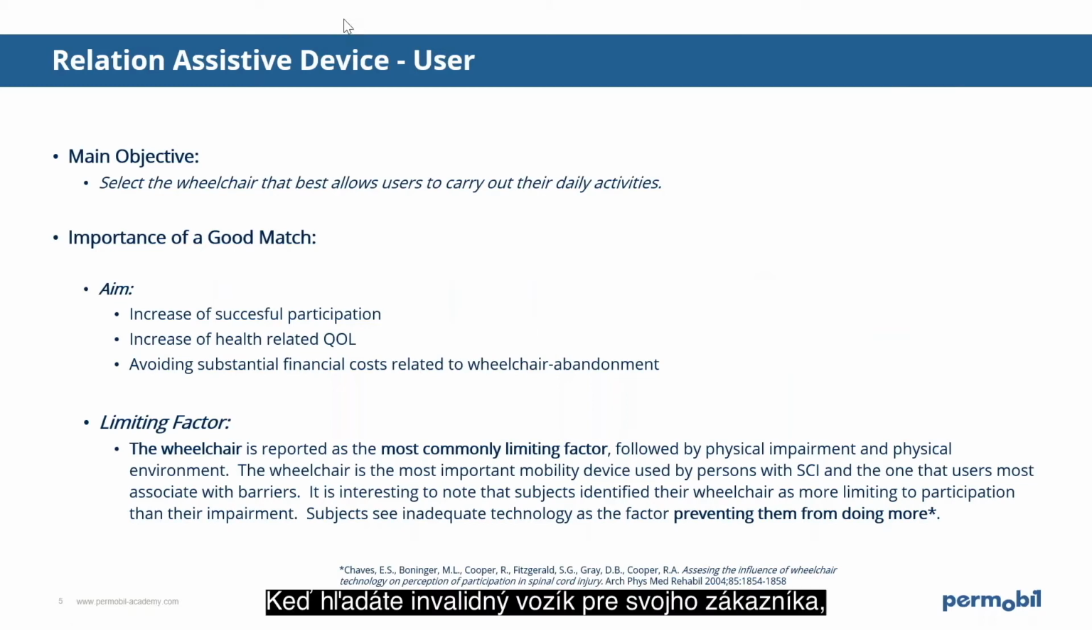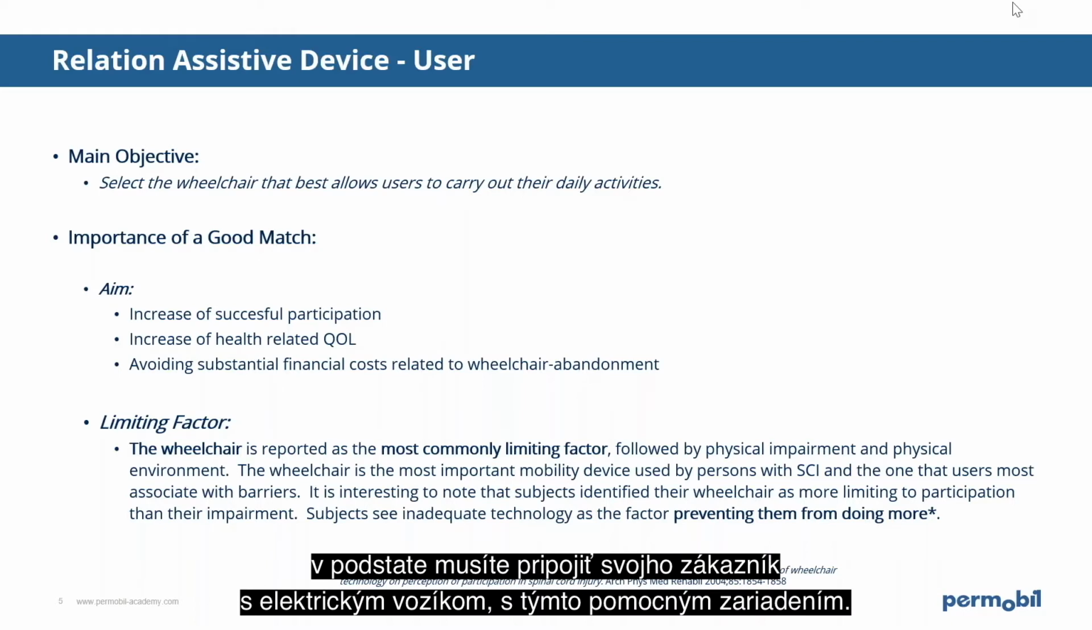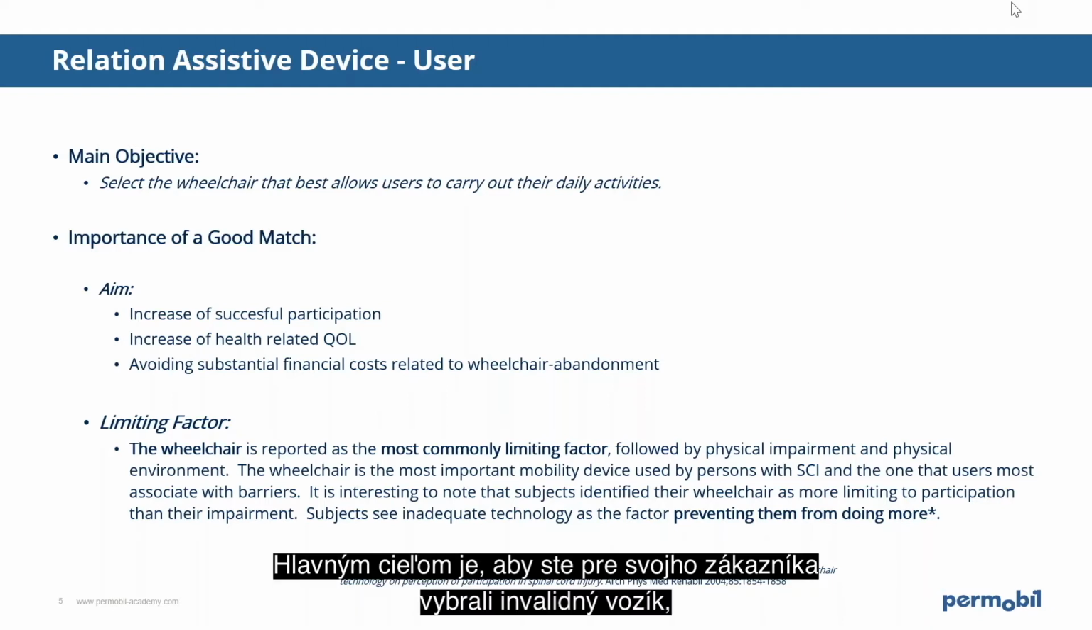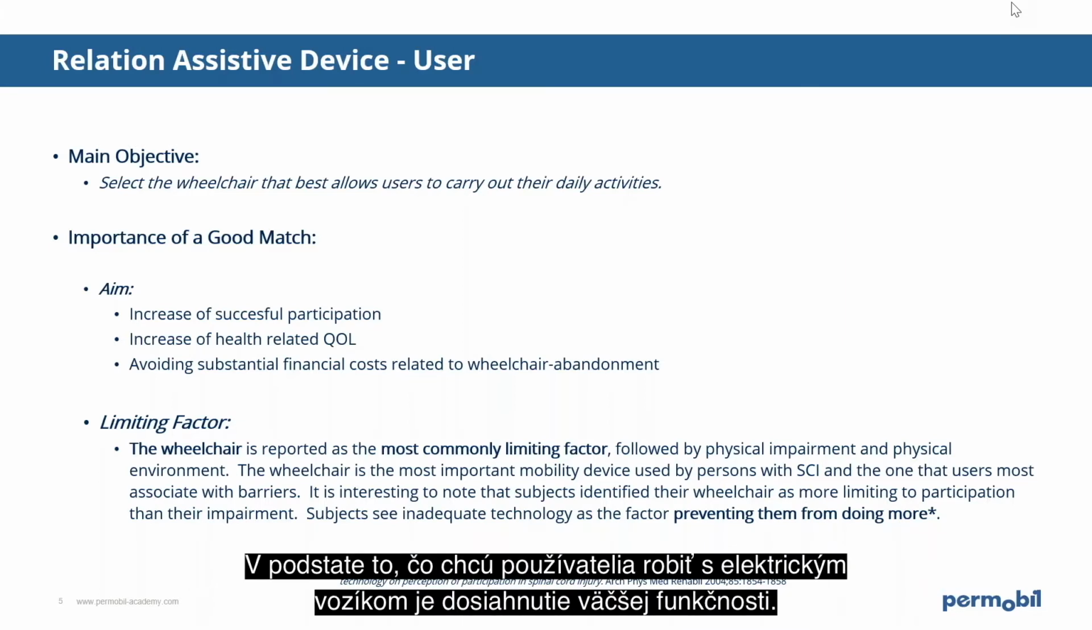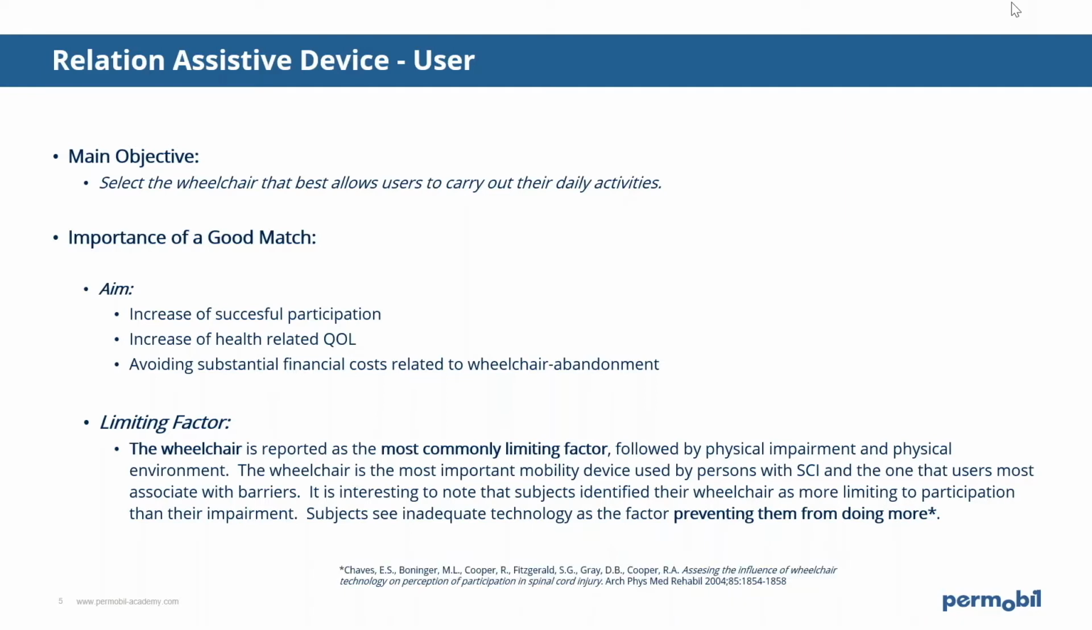So when you're looking for a wheelchair for your customer, you basically need to connect your customer with a power wheelchair, with this assistive device. The main objective is that you need to select a wheelchair for your customer that best allows them to carry out their daily activities. Basically, what users want to do with a power wheelchair is to achieve a higher functional level. So it is extremely important to find a good match between the product and your user.